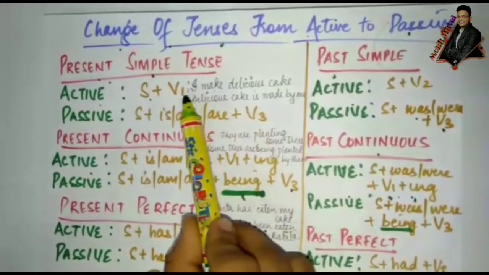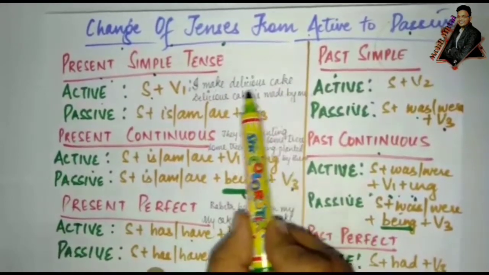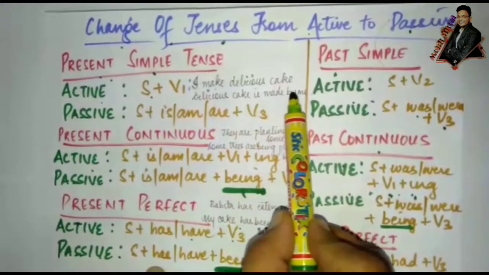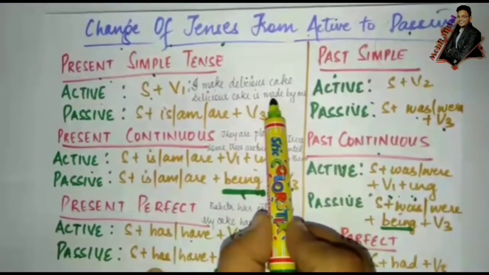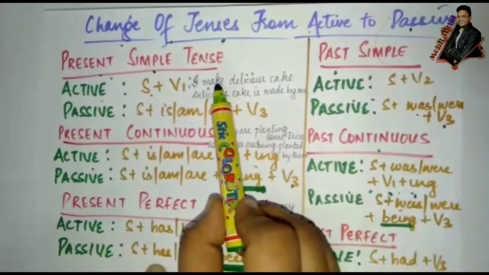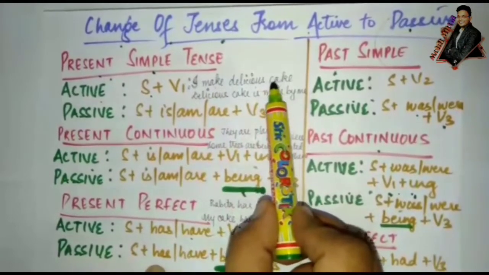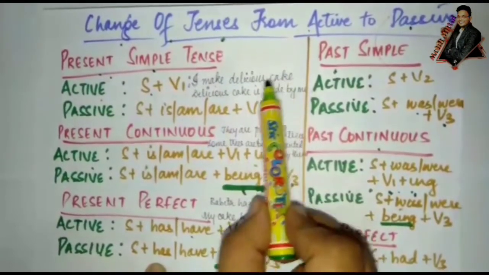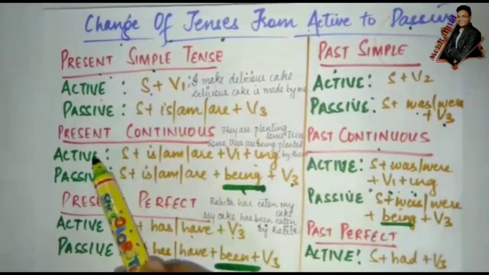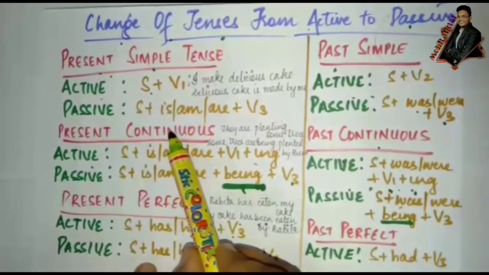For example, I make delicious cake. Delicious cake is made by me. See, the third form conversion is made here. Make was the first form of the verb. And cake, which was the object of active voice, has become the subject here. Now, present continuous or present progressive.